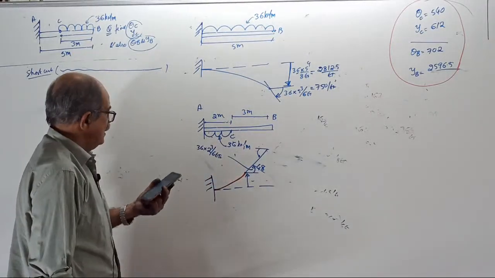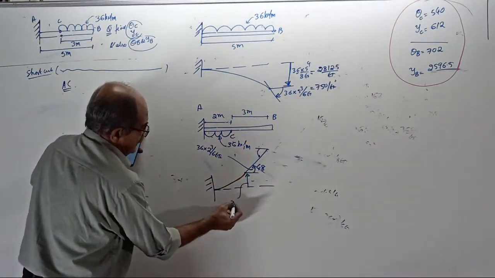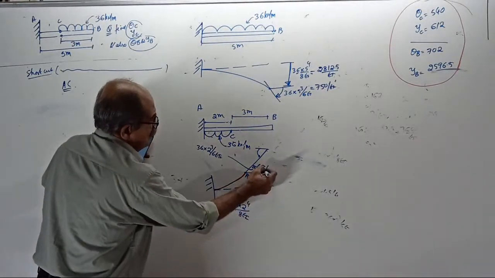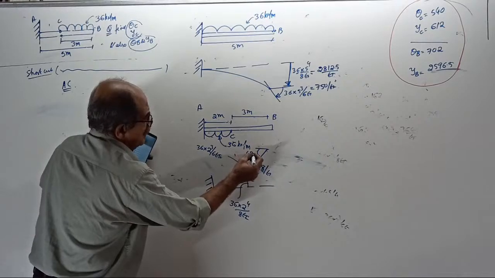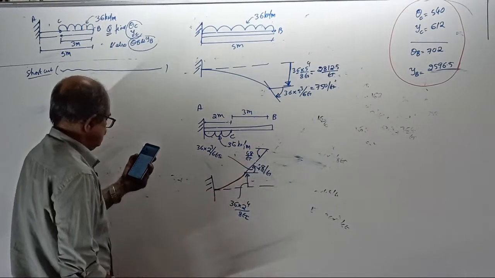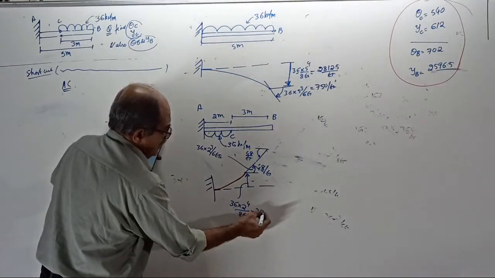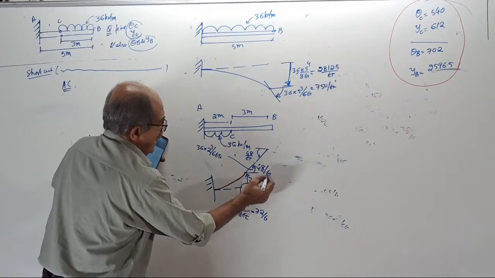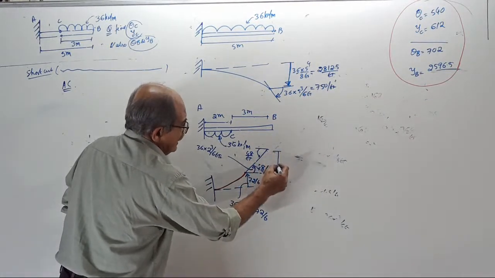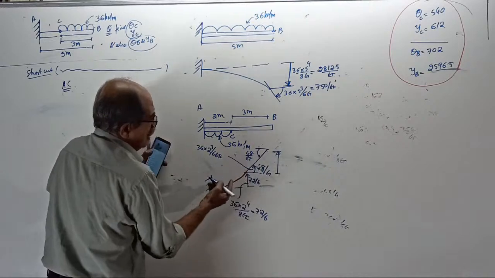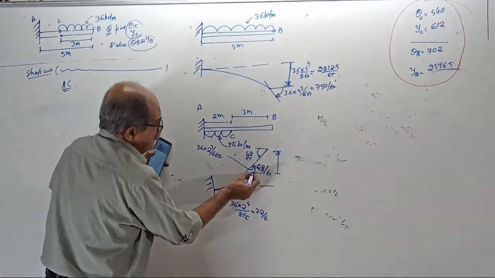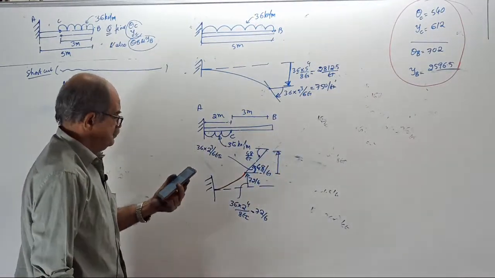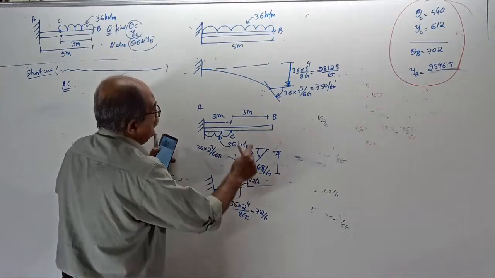Deflection. How much? 36 into 2 power 4 by 8 EI, which is 48 by EI there. The slope is also 48 by EI. Deflection is 72 by EI. And tell me the extra deflection due to slope. If the slope is 48 here, straight line, the distance is 3.